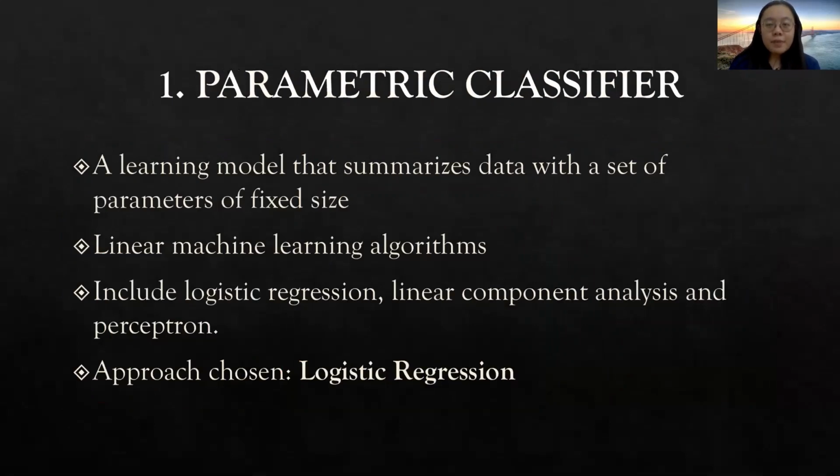The first one is parametric classifier. Parametric classifier is a learning model that summarizes data with a set of fixed size parameters. It is also called a linear machine learning algorithm because the formal assumption of parametric classifier of the objective function is a linear combination of input variables. There are many approaches under it, such as logistic regression, linear component analysis, and perceptron. In our case, the approach chosen for parametric classifier is logistic regression.